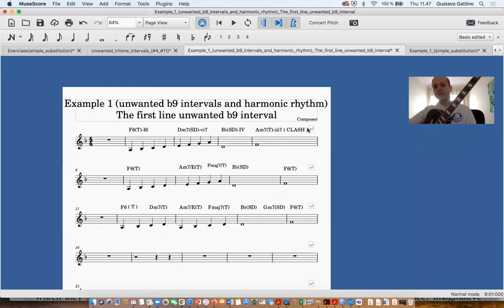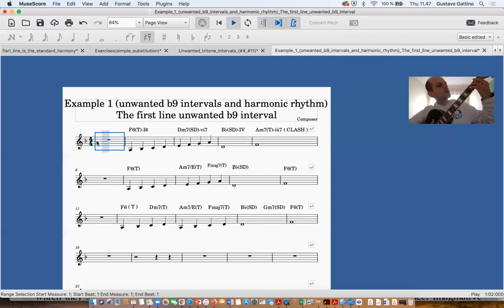So let's listen. The first example with the clash, then the adaptation using a faster harmonic rhythm in the second and in the third line. So let's go. Another problem. Now, faster rhythm. Another faster rhythm.